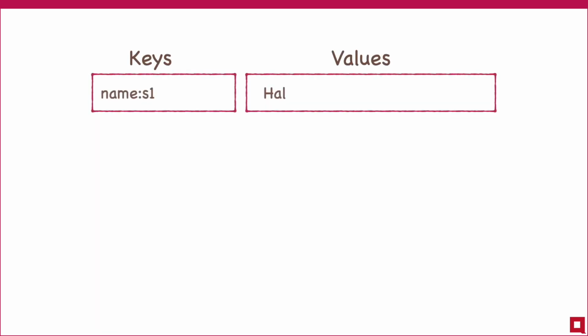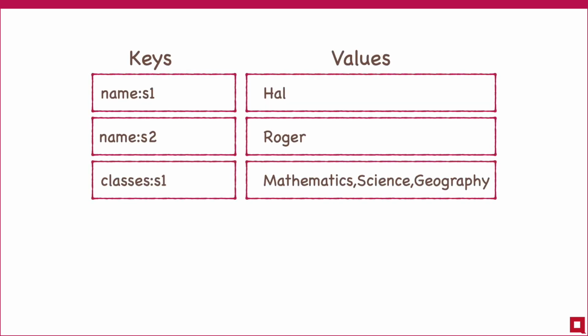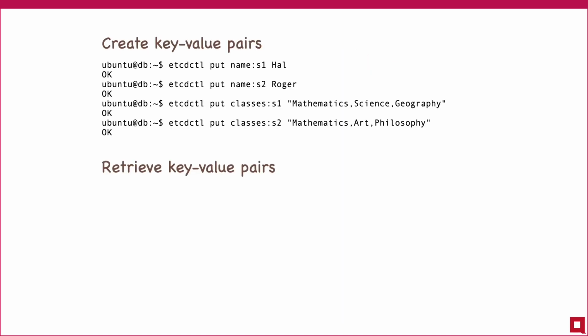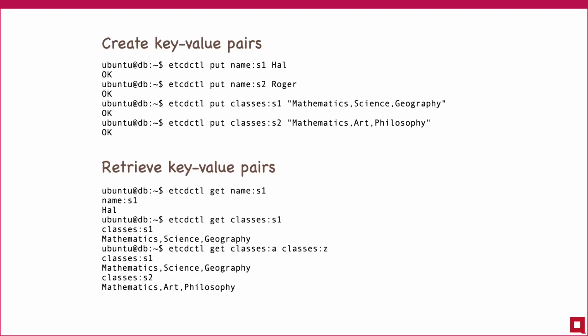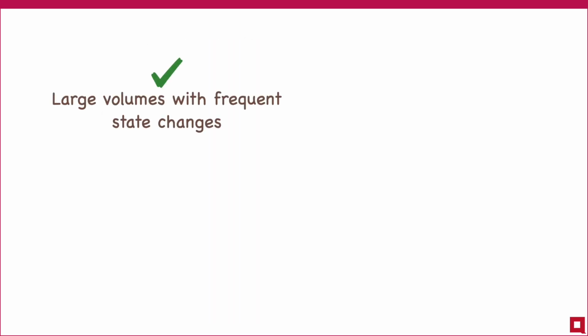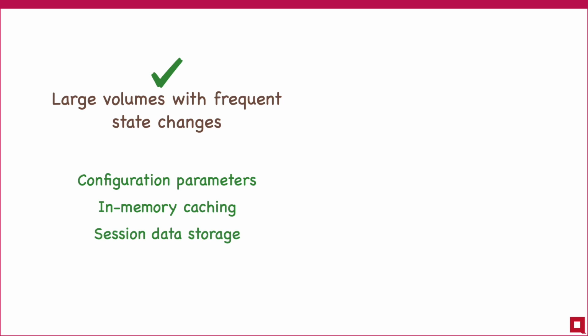Here's how we could model students and their classes in a key-value database. Let's build this database with etcd. Etcd includes a command line client to interact with the database. We use the put command to create a key-value pair and the get command to retrieve the value of a key. Key-value databases are suitable for storing config parameters, in-memory data caching, managing session data in web applications, leaderboards, etc.